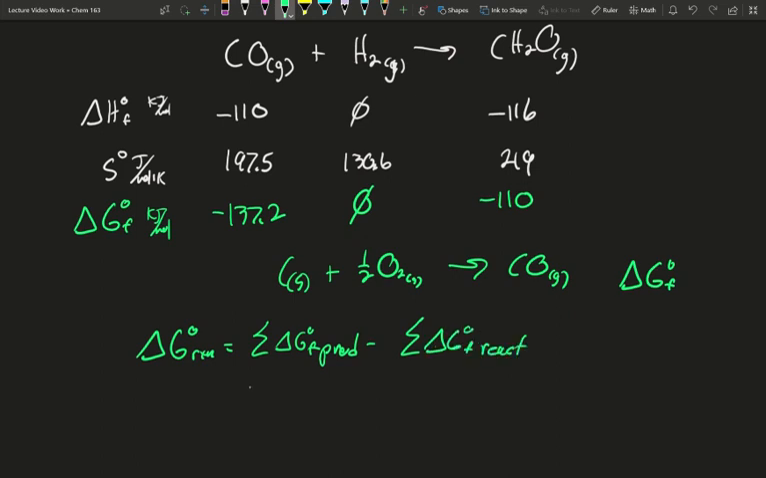Our products, formaldehyde, minus 110, minus from that, negative 137.2 plus 0. So negative 110 minus negative 137. Well, if you minus a negative, you add it. So this will come out to 27.2 kilojoules per mole.